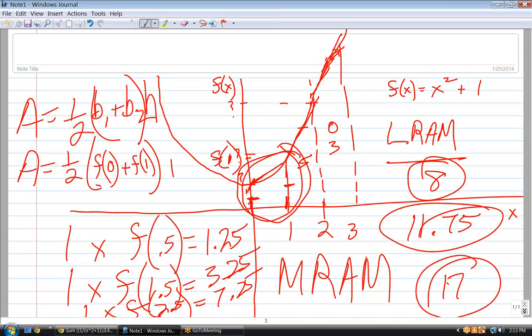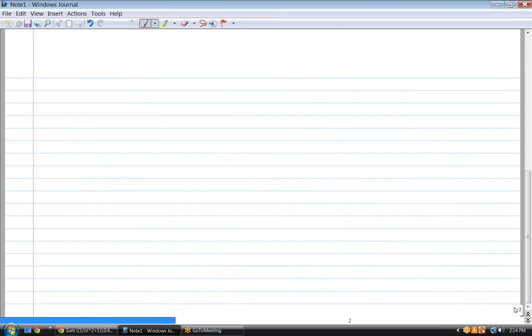The important concept is that you recognize that this point is f of 0, this point is f of 1, this point is f of 2, and this point is f of 3. Now you can approximate the area under any curve, no matter what the function is, with 4 different methods: left RAM, mid RAM, right RAM, and trapezoid. Now you have to do it manually at this point, but that's okay. That you understand the concept.